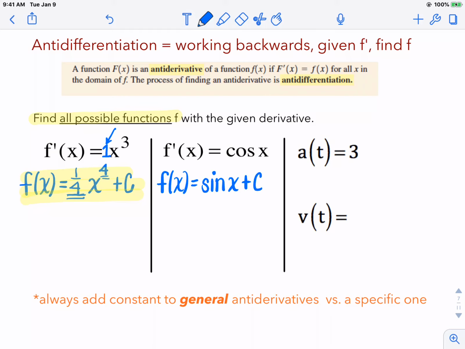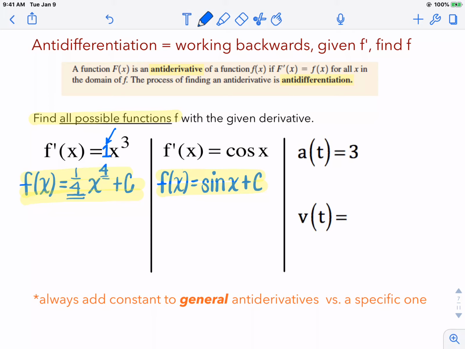So if you pause the video, hopefully you recognize that cosine is sine's derivative, but then to list every single function that it could have been, there could have been any constant added at the end, so you're giving the generic constant. The next example, they mention acceleration.